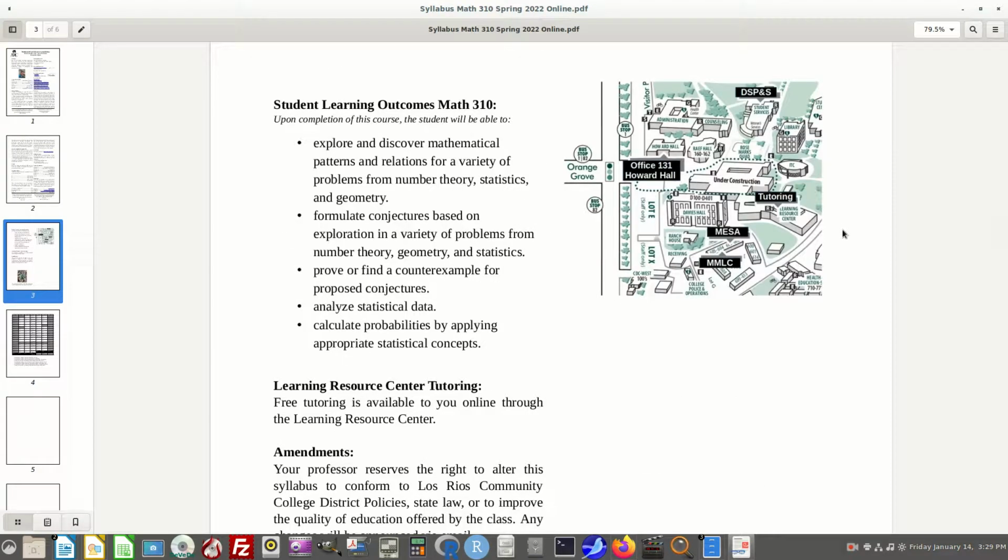Here are our learning outcomes. So we're going to explore, we're going to discover, we're going to formulate conjectures in number theory. So when you see a phrase like number theory, think of questions like even and odd, think of squares and cubes and geometry and statistics. We will find counterexamples or prove our conjectures. We'll look at some statistical data. We'll calculate probabilities by the appropriate statistical concepts. Many of that, hopefully Bayesian.